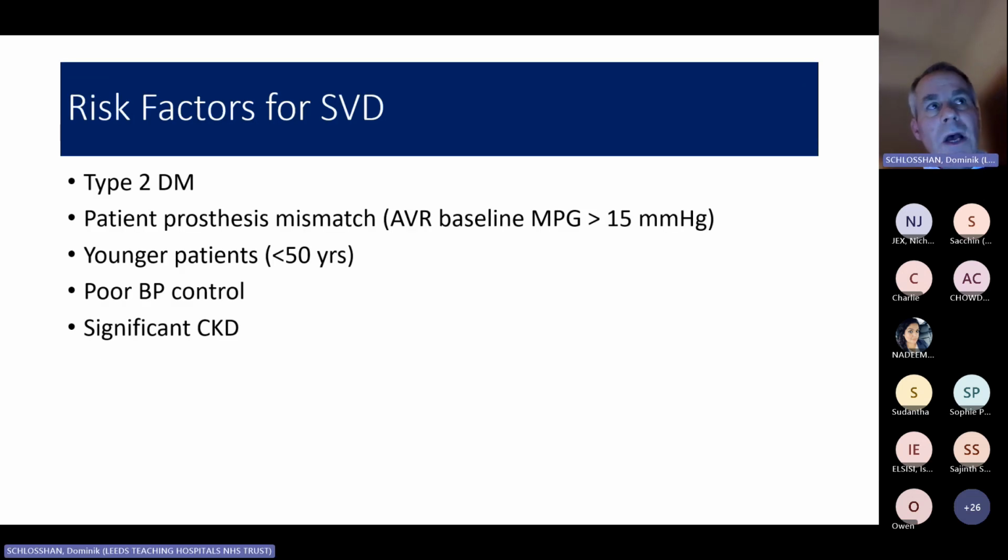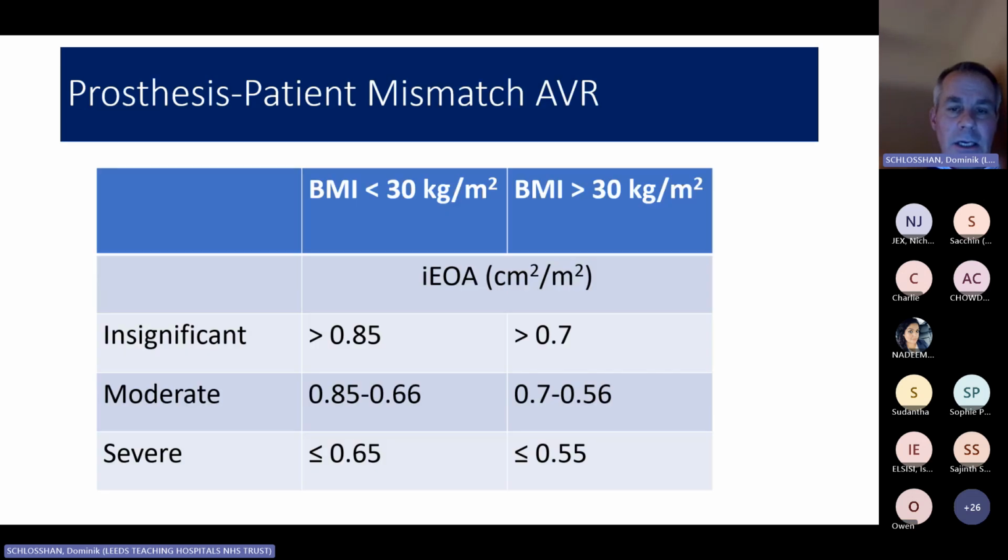So patients who have bioprosthetic valve, as I showed you on the other graph, who are young, and I think it's partly also because they just use the valve more and do more, and they're more active. So there's more wear and tear. That's a risk factor. Diabetes, kidney disease, and actually, importantly, if you have implanted too small a valve, prosthesis mismatch. Okay, we should call it prosthesis-patient mismatch rather than patient-prosthesis mismatch, and poor blood pressure control. So they're the risk factors that the valve might degenerate a little bit quicker.